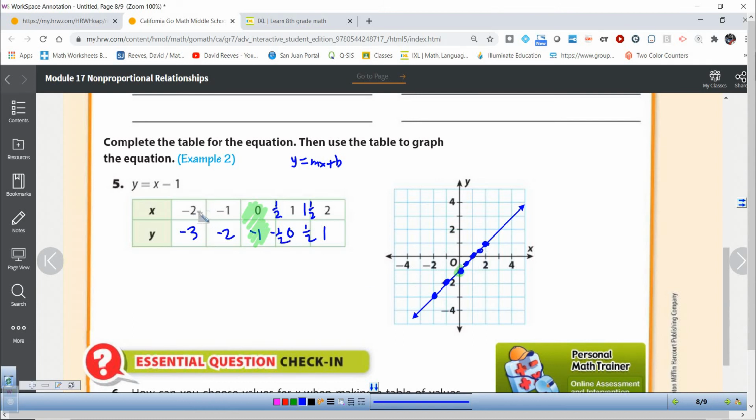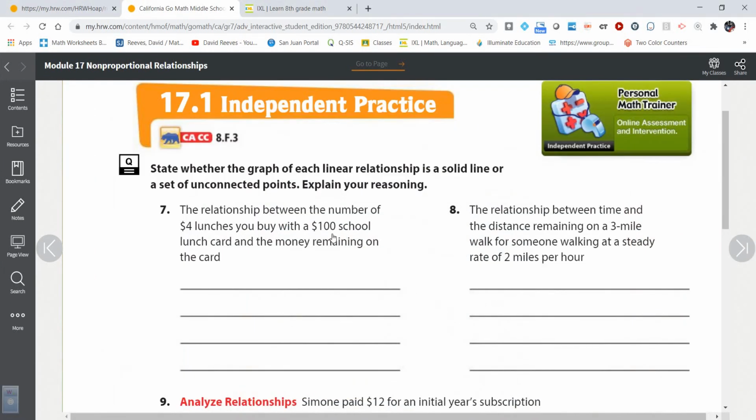So do you see how I could fill this in with whatever I wanted? I could do negative 3 and get negative 4. Negative 3, negative 4 would be right there. So I could fill in whatever I wanted from this equation. X could be anything. But there are sometimes where it doesn't make sense for x to be anything.